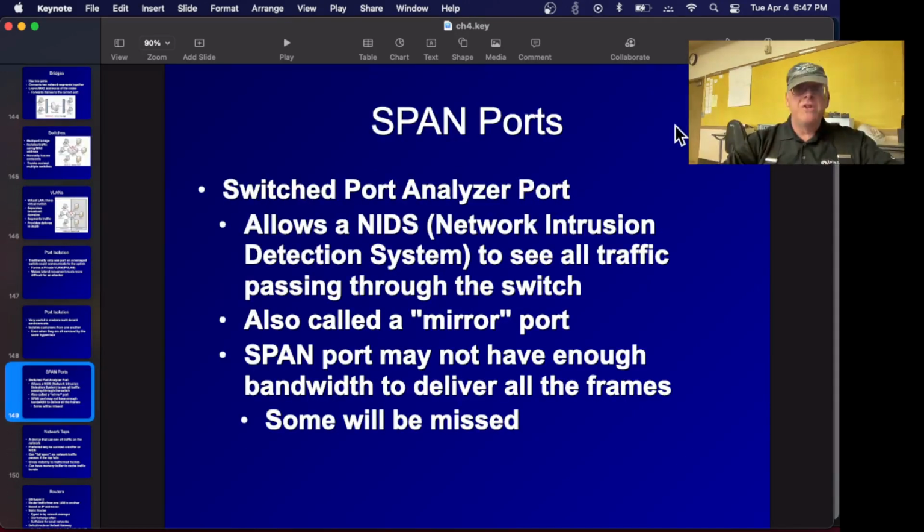There are span ports. These are ports that send an extra copy of every packet out that port so it can be monitored, like a mirror port. The problem is, of course, if they're all the same speed, if you have 1 megabit per second on every port, you can have more than a total of 1 megabit per second going through the switch, and the span port can't keep up with it. So a span port on a switch is a relatively cheap and possibly ineffective way to monitor traffic.